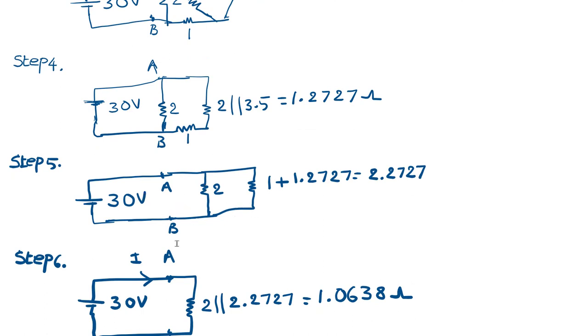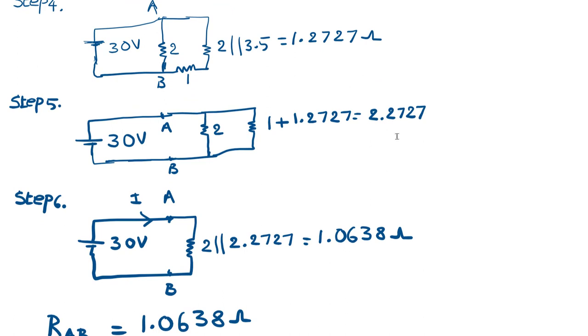So 30 volts AB terminals and 2 ohms is across AB, and now this 1 plus 1.2727 is in series. So we can replace with one resistor, that is 2.2727 ohm like this. So if you further look at the diagram, you will find this 2.2727 ohms is in parallel with the 2 ohm resistor. Means we can replace with a single resistance. That is 2 into 2.2727 divided by 2.2727 plus 2 will give us 1.0638 ohms.